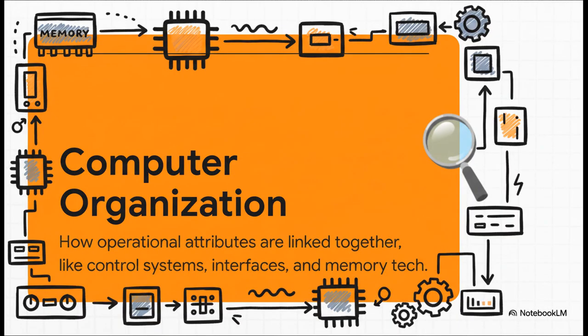And this is the how. The organization is how that blueprint gets turned into a real thing you can touch. We're talking about the nuts and bolts here, the specific memory chips they use, the control systems, all the little interfaces connecting everything. It's the physical reality of the machine.